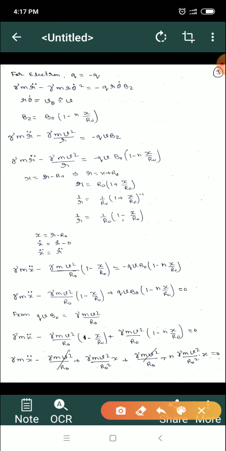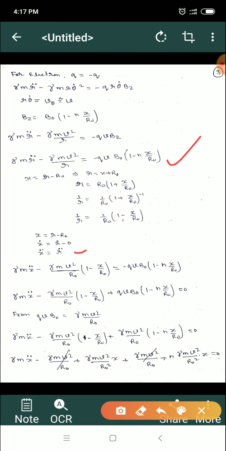So x is equal to r minus r0. So x dot will be equal to r dot minus 0. Why? Because capital R0 is a constant, so the differentiation of capital R0 becomes equal to 0. And similarly, x double dot is equal to r double dot. So we can substitute these values. If we substitute, what equation of motion will we get?